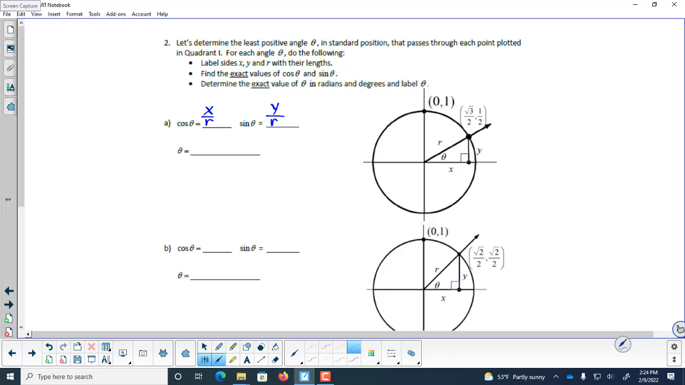What's r going to be if this is a unit circle? R is always going to be 1. So you just have to label those sides, and then you don't have to label them, but you use those values. Or you could even think of SOHCAHTOA a little bit too, couldn't you? Or whatever you call it. Okay? So find those cosine values, determine the angle, write the angle in degrees and radians.